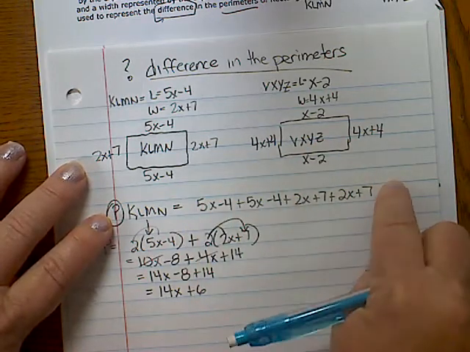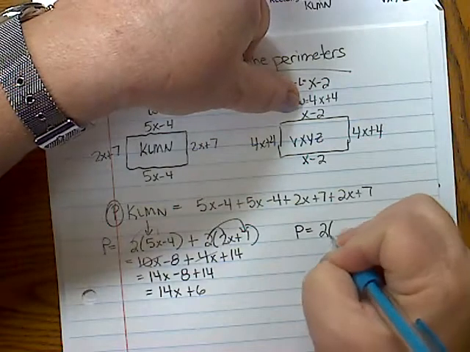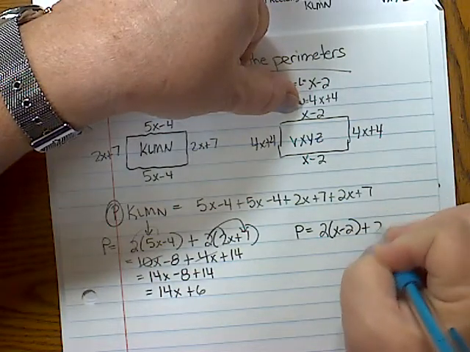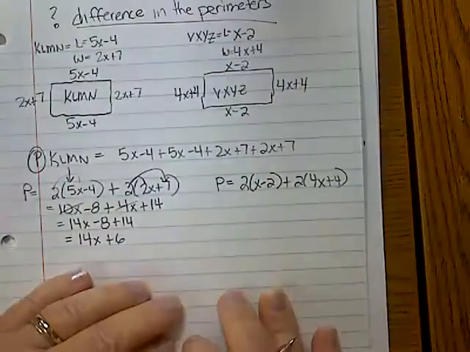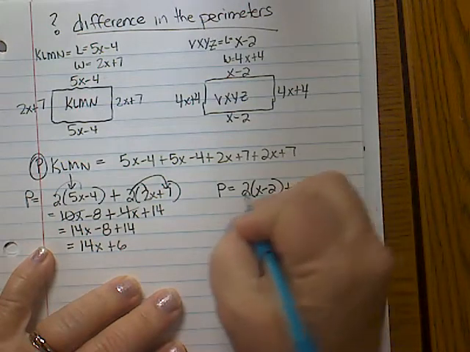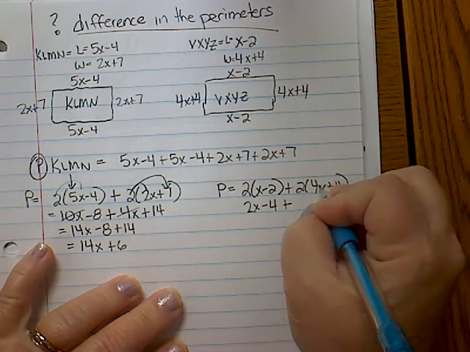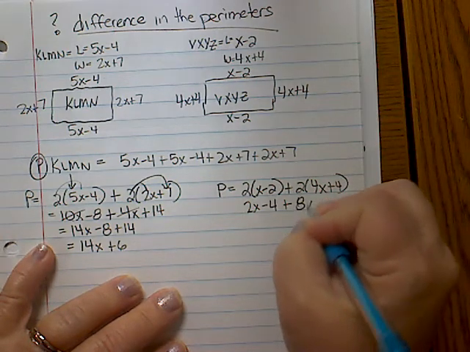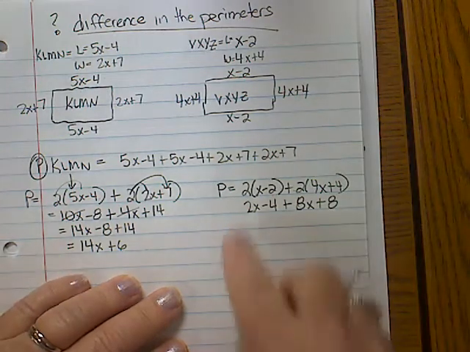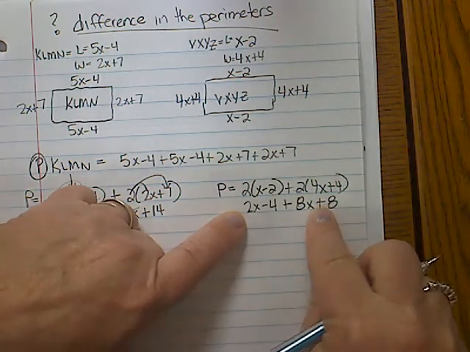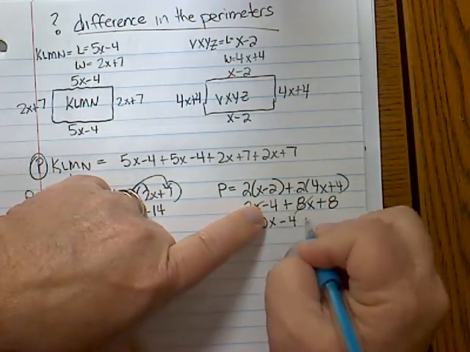Now see, I don't like this because this is what I can do. Down here, I can do P equals 2 times x minus 2 plus 2 times 4x plus 4. Okay, and so now it's 2 times x, which is 2x, 2 times negative 2, which is negative 4, plus 2 times 4, which is 8x, 2 times 4, which is 8, plus 8. Okay, so I have 2x and 8x that I can put together. That gives me 10x. I've done both of those, so I've got minus 4 plus 8.